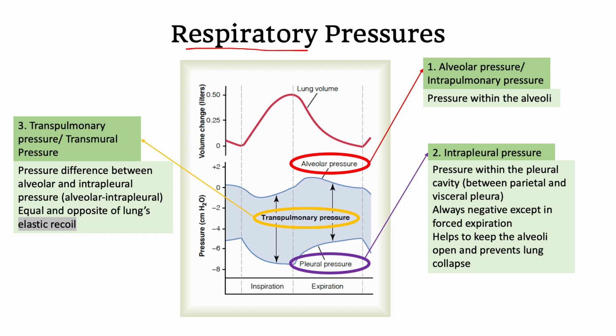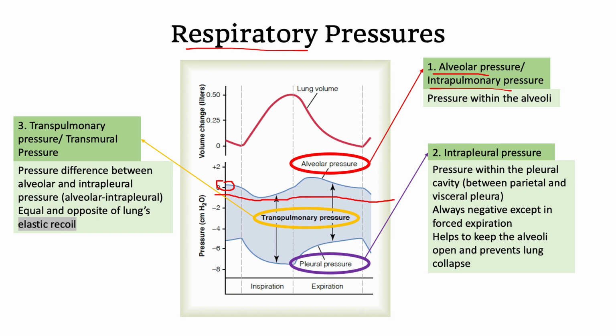So again, here we have the alveolar pressure or intrapulmonary pressure. You can see the pressure differs, from a bit positive to negative. So there are pressure changes between positive and negative. This is the pressure within the alveoli.